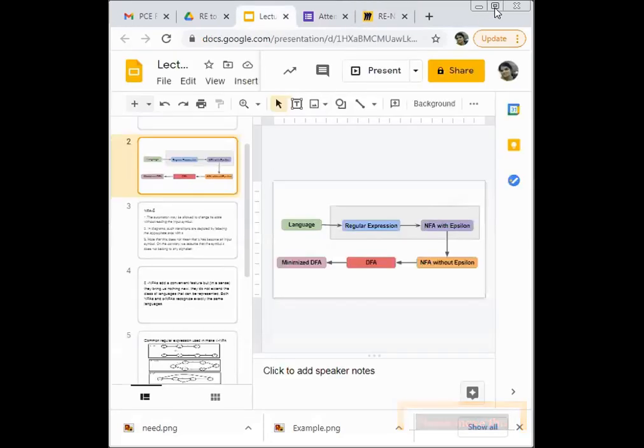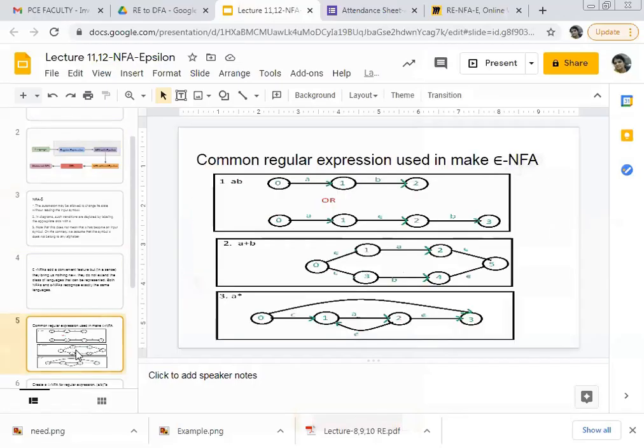We'll just see what I have put in the slide first. Okay. See, so we have seen how to write AB. If you see this AB, you can put either epsilon in between or you can just remove it. Okay, next, A or B. That is a parallel path. Then A star. If you see this one, there is a path from start to final. Okay, next.